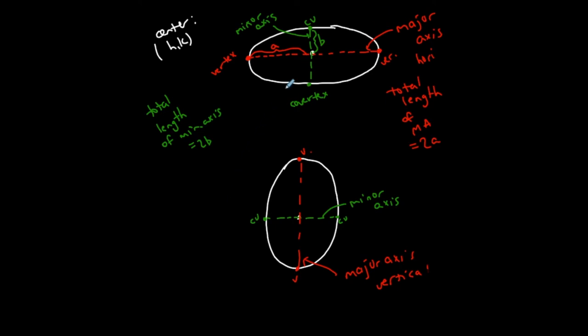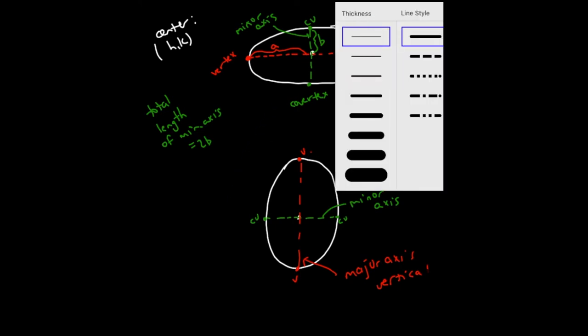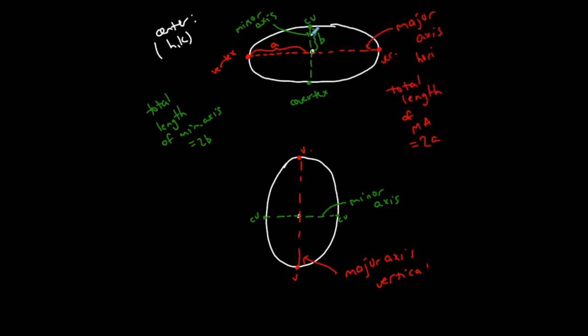What we call, let me put them in yellow, foci, and focus for singular, they lie along the major axis. I'm going to do F and F. So F is a focus for singular. Foci, that's the plural version. They lie along the major axis, so they would be here and here for the major axis being vertical. And the distance from the center to one focus is represented by small c.